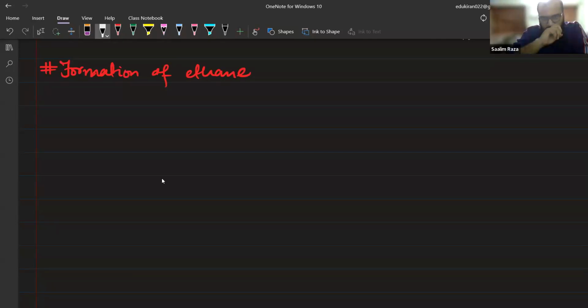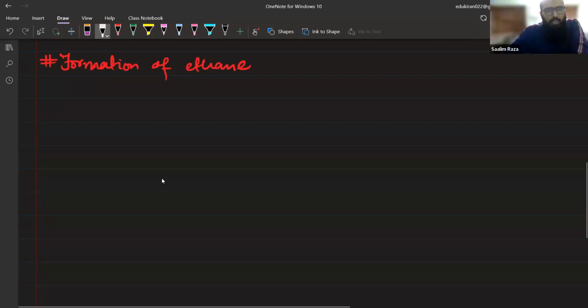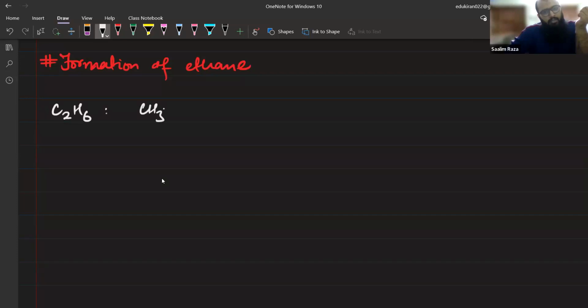Now, first of all, what is ethane? Ethane will have two carbon atoms because it is eth. You must have learned about ethane, methane, and all of these things in 10th standard, right? Alkane, alkene, and alkyne. So obviously it is going to be alkane. The general formula is CnH2n+2, so it is going to be C2H6, and we can write it as CH3, single bond, CH3.